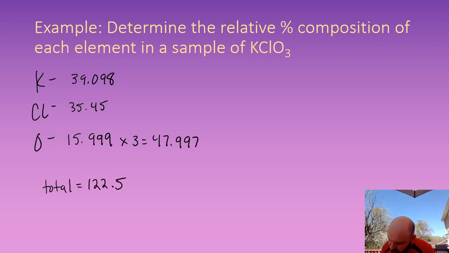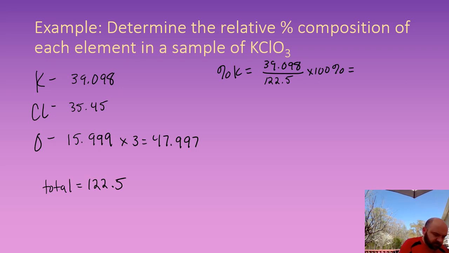Now we have all of the information we need to determine what the relative composition of each element is. So the percent composition of potassium will be 39.098 atomic mass units of potassium divided by 122.5 atomic mass units of the total formula unit times 100%, which results in about 31.9% of our compound being composed of potassium.